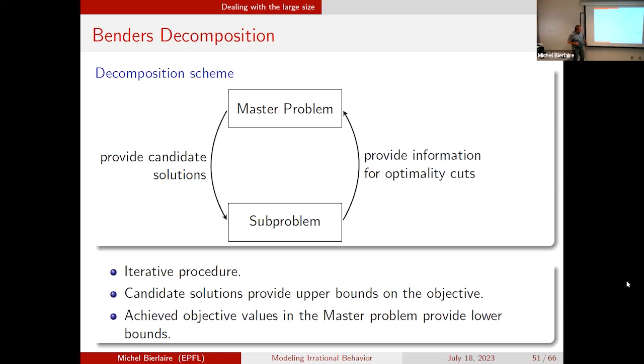So you probably know about Benders. You have a master problem, which is the price here. You provide candidate solutions to the subproblem. So you fix the prices. People make the decision, and then you generate cuts, optimality cuts, to refine the master problem in order to converge hopefully to the solution.